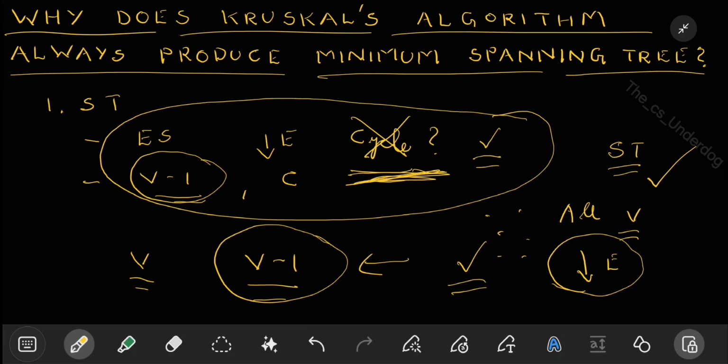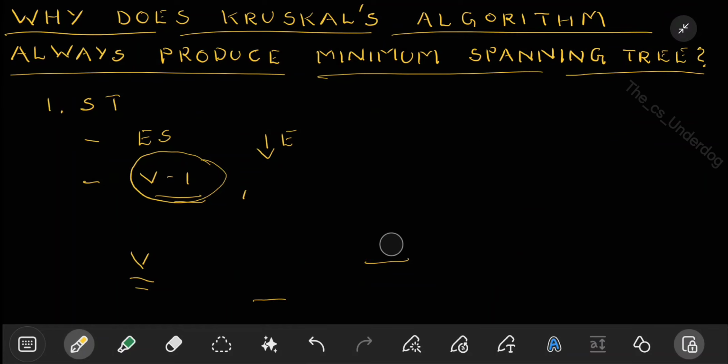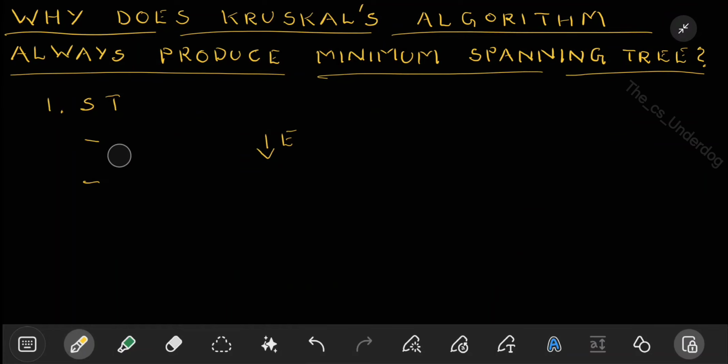The next question, the most important question is, how can you say that this is a minimum spanning tree? See, saying that it is a spanning tree is comparatively easier. You just have to compare the properties and you can say this is a spanning tree. But proving that it is a minimum spanning tree, that is what we have to do.